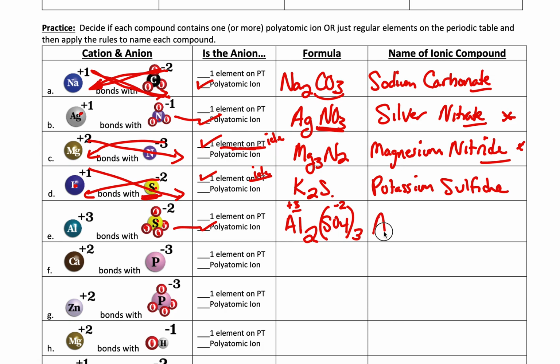All right, what do we call this? Write the name of the metal. Aluminum sulfate. All right, let's move a little quicker here.